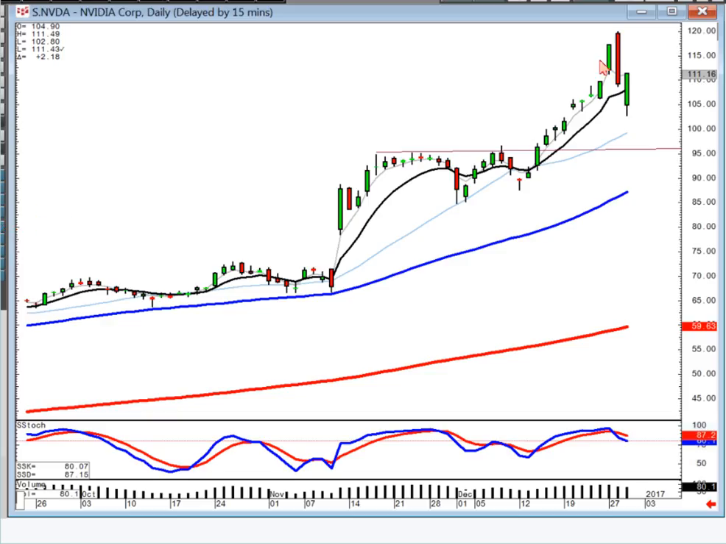Up here, we knew to start taking profits because why? Because we saw in the overbought condition, they gapped it up. And what do we know about investor sentiment? Most people buy exuberantly at the top. So we took our profits.